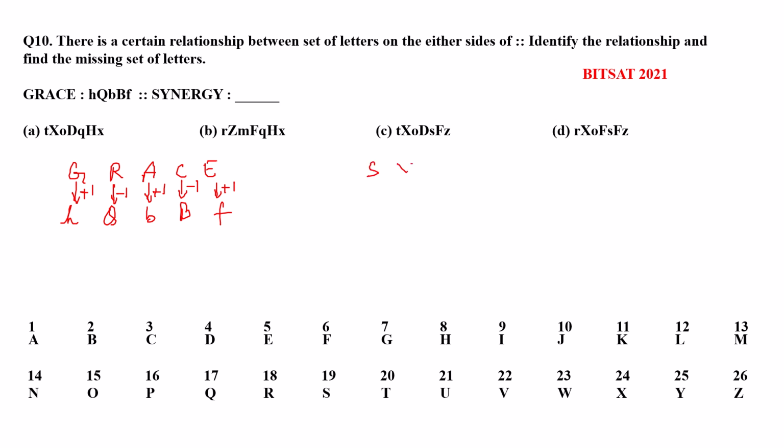Same way you have to follow here for synergy. First move one step forward. After S comes T, isn't it? But you have to write it as a small letter. Then before Y is X, so capital X. Then after N is small o. Then before E is capital D. Then after R will come small s. Then before G will be capital F. And then after Y will be Z. So if you see, C is the correct option. And this question was also already asked in the BITSAT exam.